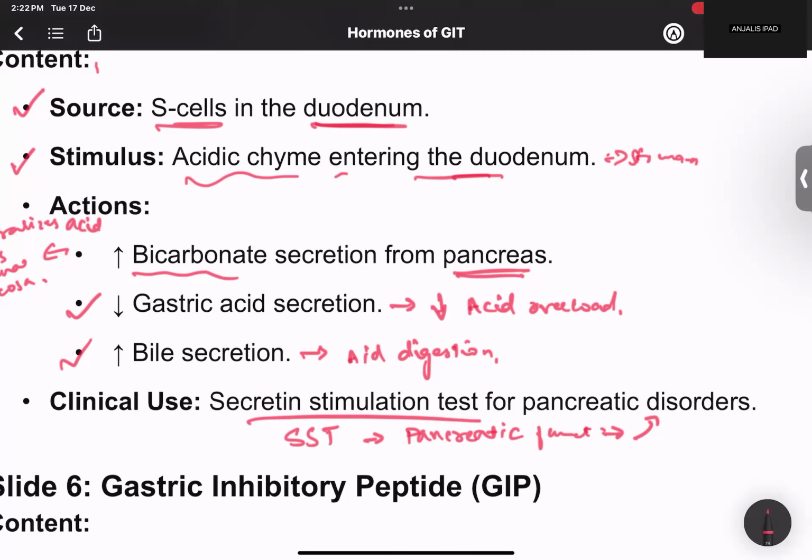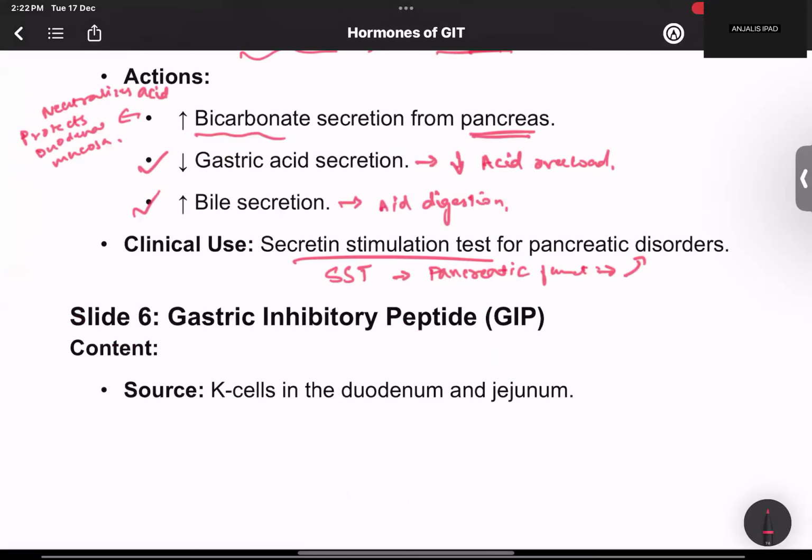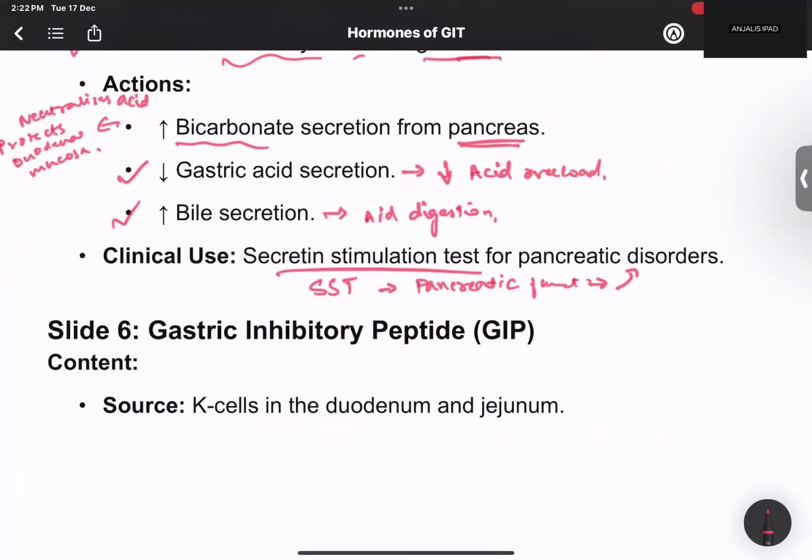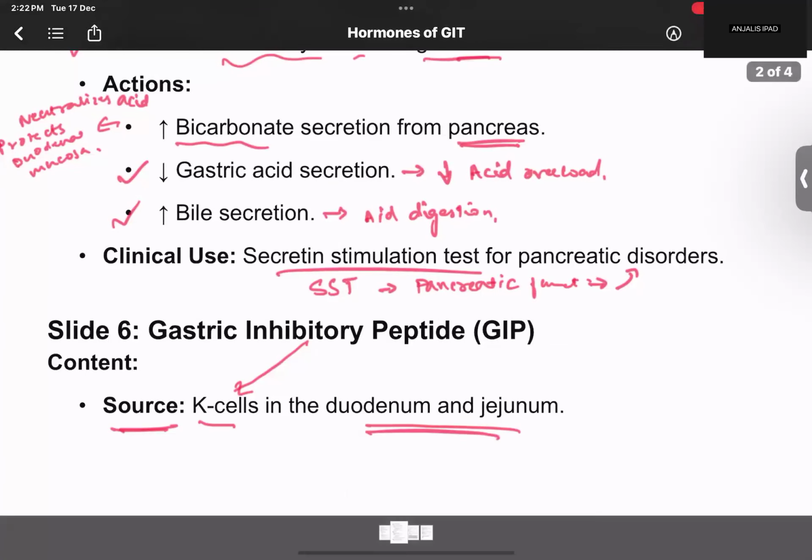Now, the next slide will be gastric inhibitory peptide, or GIP. So what is the source? GIP is secreted by K cells in the duodenum and jejunum.